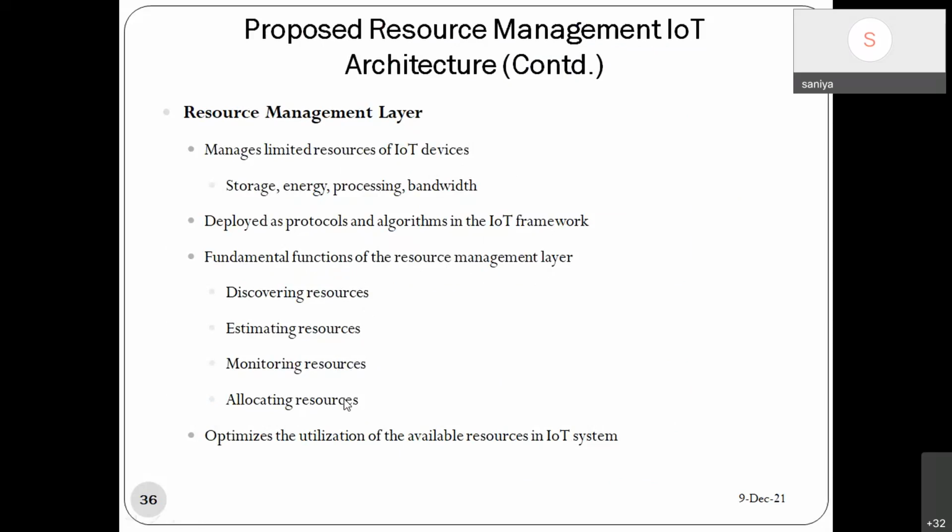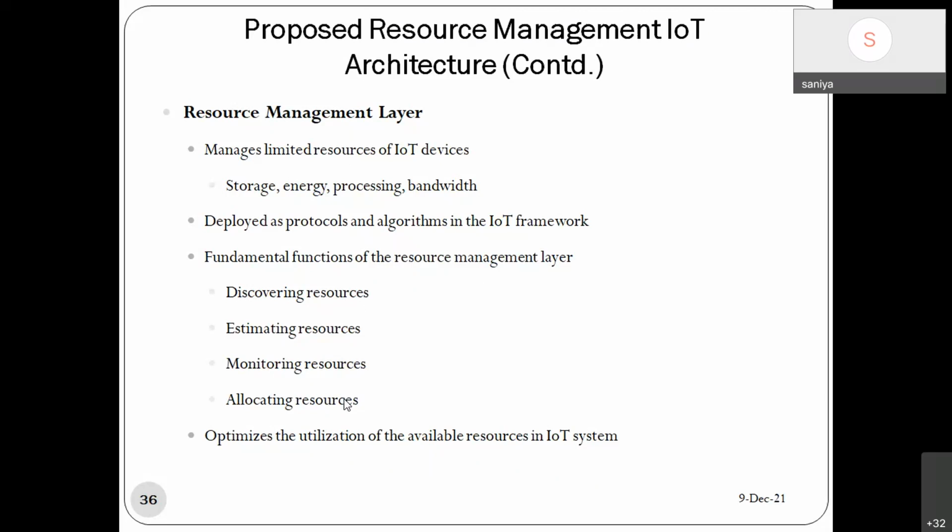So first of all, you will discover what are the various resources that you have. Then you are going to estimate how much resources you have, and then you are going to continuously monitor. Okay, the device had a storage of S. Now it has S minus N because N it has already used for storing. So that is monitoring, the continuous monitoring.